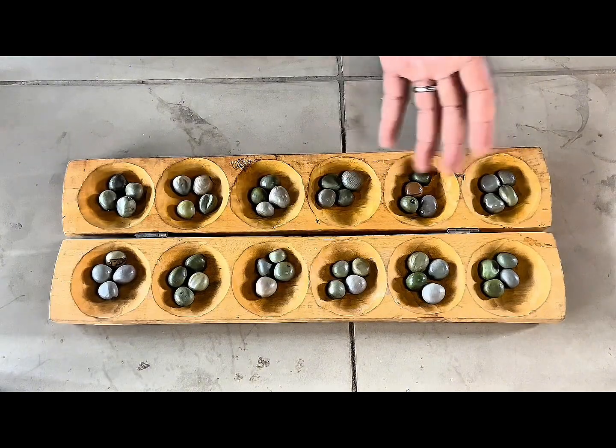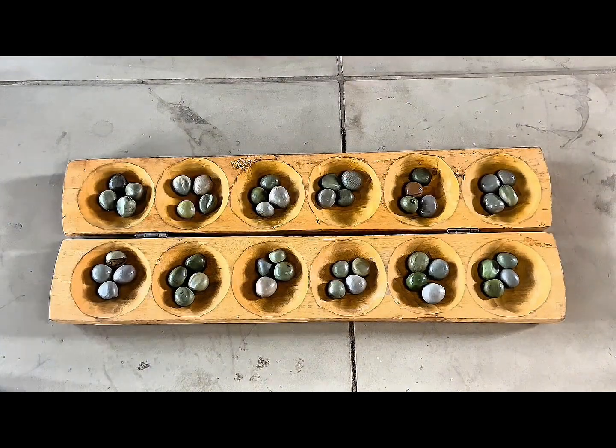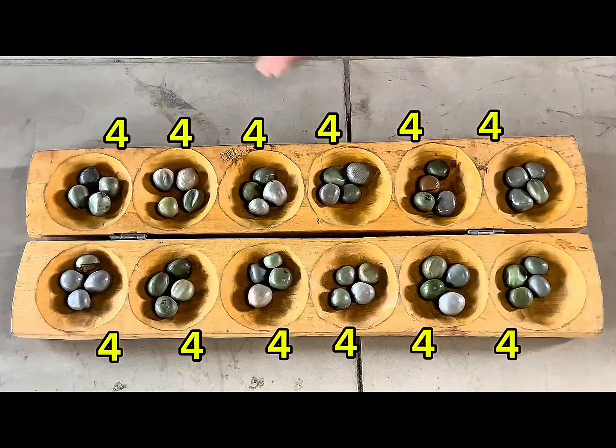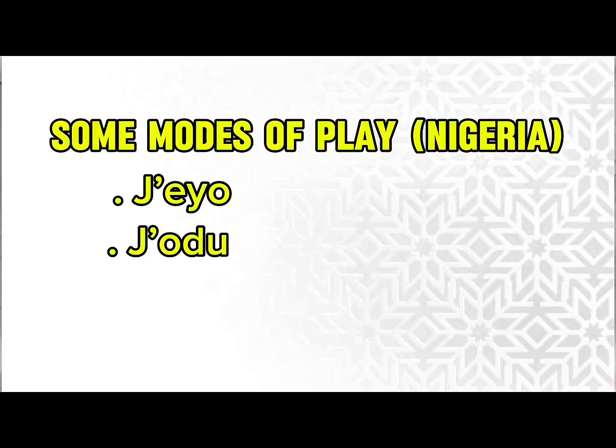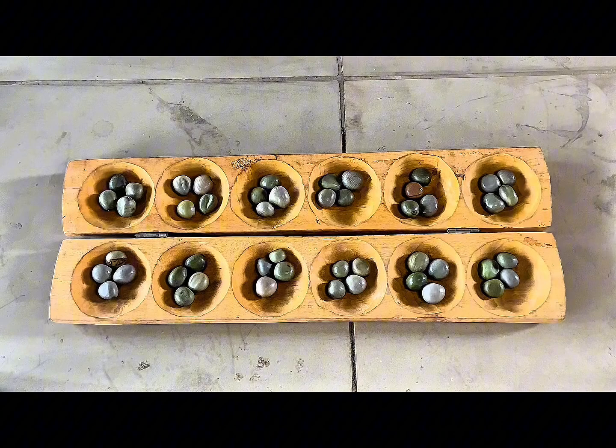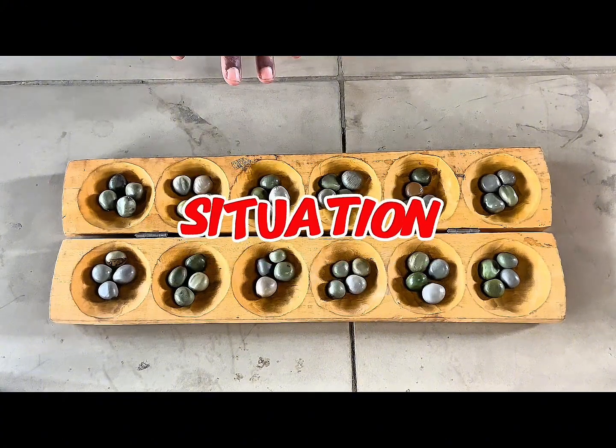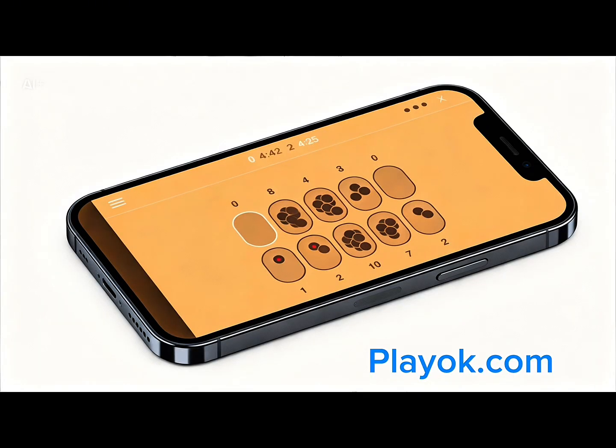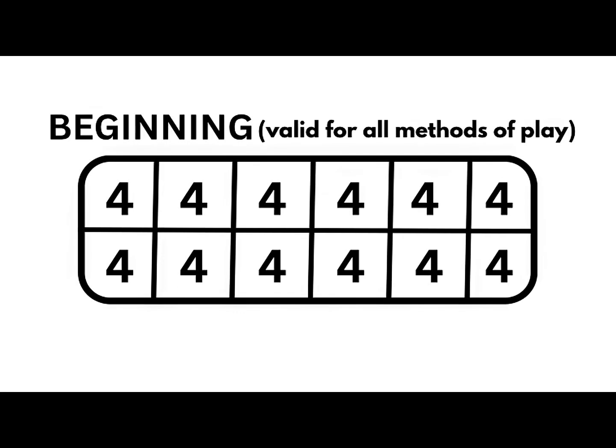One version has 12 holes, as we are seeing on the board, and then 4 seeds in each hole. Now, each method of play changes this initial situation. And what we have discovered is that every situation of this board can be represented digitally. Like this, now we'll have a drawing that has the number 4 in each hole.